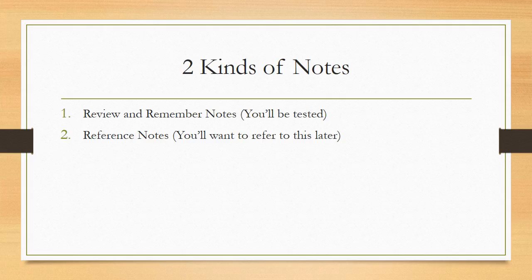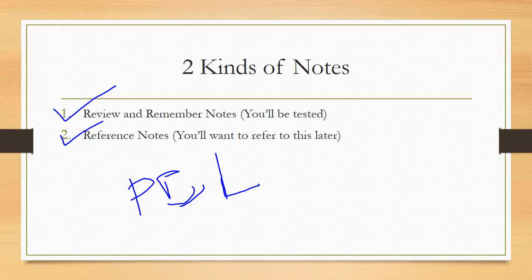Now, there are really 2 kinds of notes. There are notes that I call review and remember. These are things that you're going to be tested on. And in classes that have a lot of testing, this is the kind of note-taking you'll be doing. Now, my class is a lot of what we call PBL, or project-based learning. So that means my students are going to refer to these notes later, and that's something that they'll want to do for me. So they'll always want to be able to find those, and we'll talk about how you can find them later here at the end.